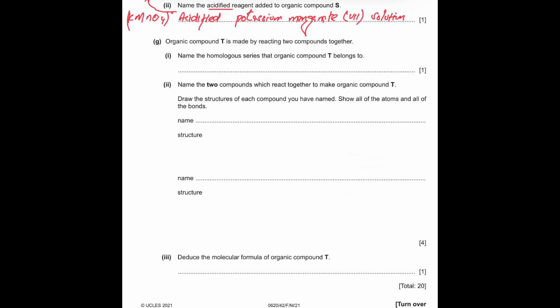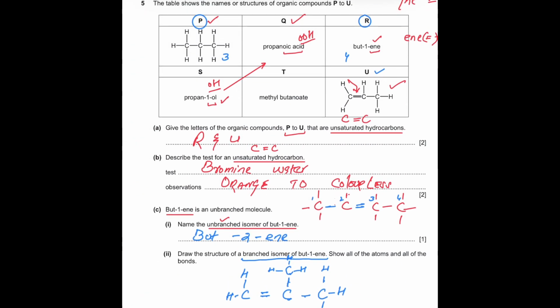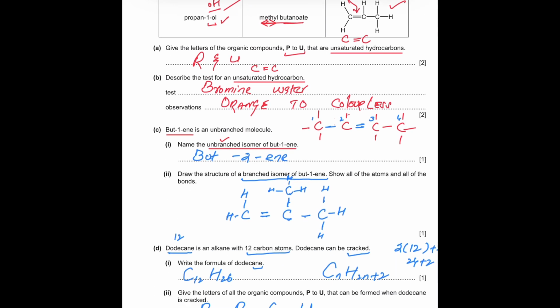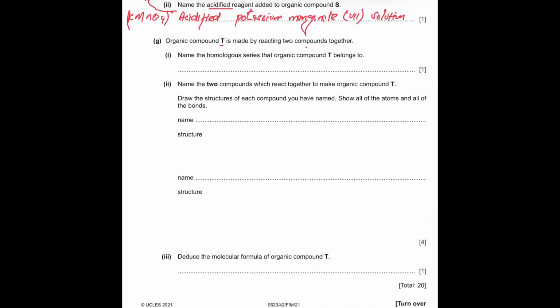So in the next step, G, organic compound T is made by reacting two compounds together. Name the homologous series that organic compound T belongs to. So T is methyl butanoate. So it belongs to methanol. Methanol. Homologous series methanol.